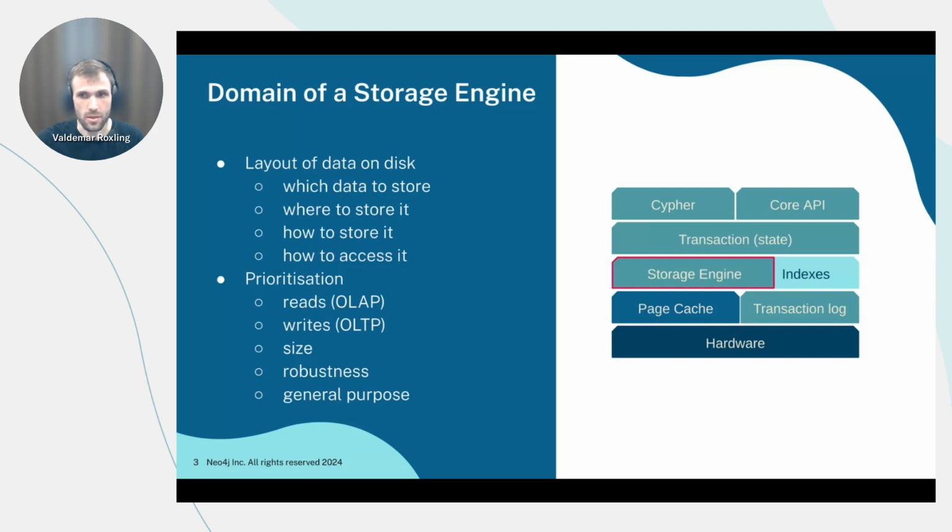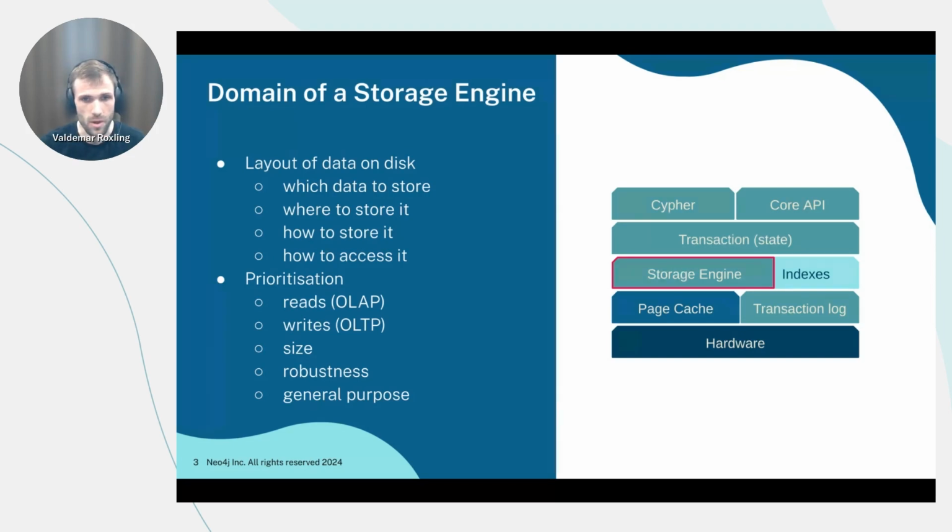Here on the right side, you can see a simplified view of the tech stack in the Neo4j database. On the top layer, we have the two surfaces, Cypher and Core API. Most users use Cypher to communicate with the database. And these, in turn, communicate with the database through transactions, so that everything you read or write to the database is transactional. A transaction, in turn, is communicating with the storage engine and with indexes if you have those.